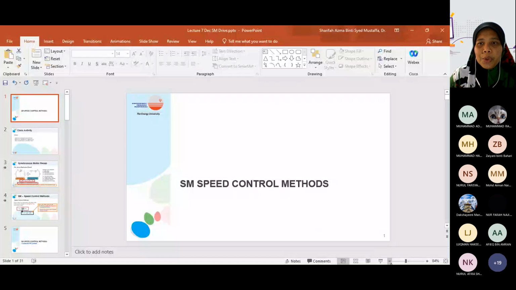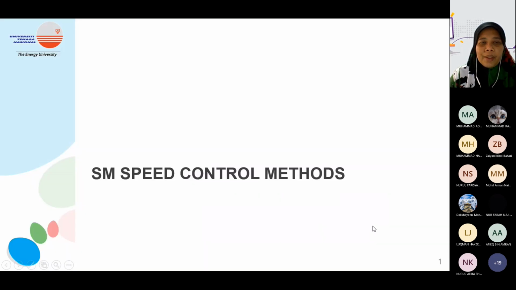The synchronous motor speed control method. Okay. Kita ada synchronous motor. The speed of the synchronous motor also can be controlled. Now kita nak learn how to control the speed of the synchronous motor and what are the methods. In induction motor, you ada variable frequency and kita dah belajar.